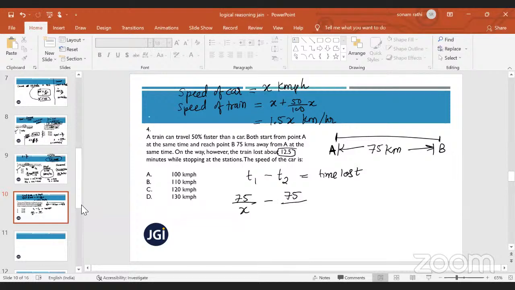Upon the speed of train, and this is equal to the time lost. But everything is in R. This is also in R. This is kilometer per hour. This is kilometer per hour. So you have to convert it into R. Correct? 12.5 minutes is given to you. You have to convert it into R. Okay, do the calculation.